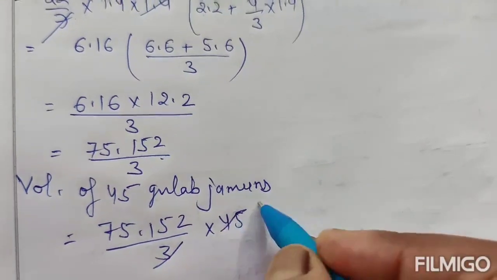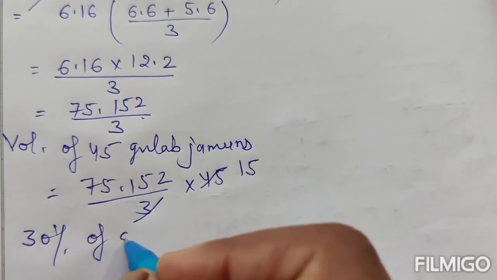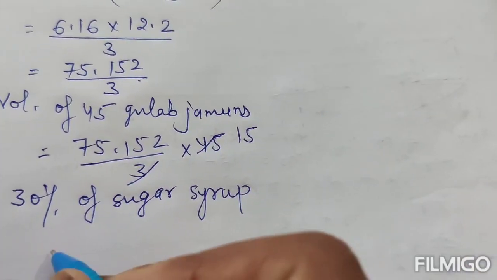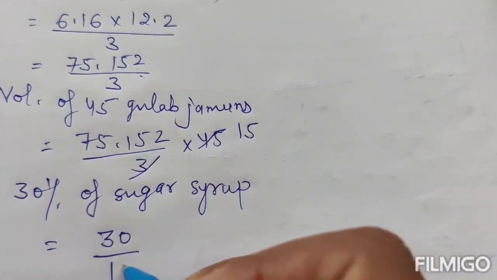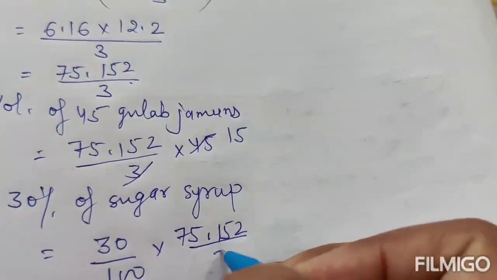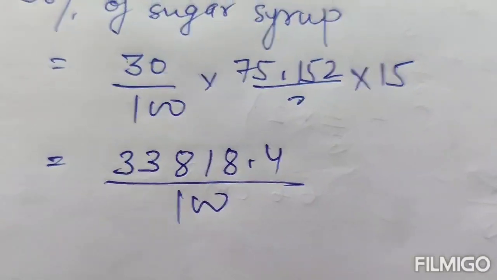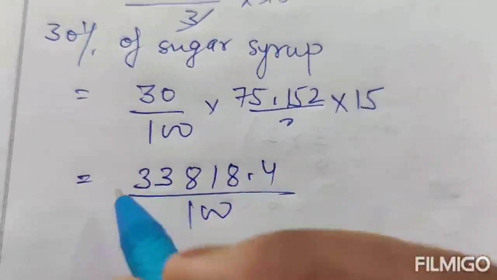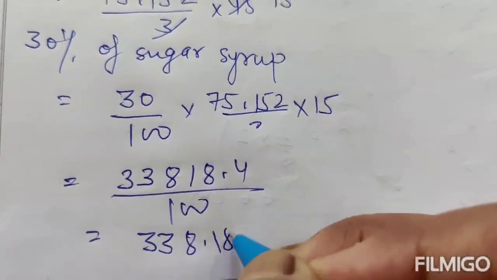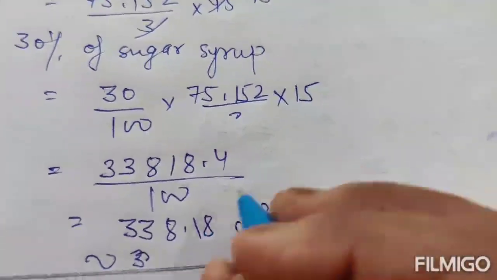Now cancel 15. Again sugar syrup 30%. The volume of sugar syrup equal to 30% of this, 30 by 100 into 75.152 by 3, into 15, not the 3. Multiplying this, after multiplying the answer, and by 100, 338.18 centimeter cube. Therefore, approximately 338.